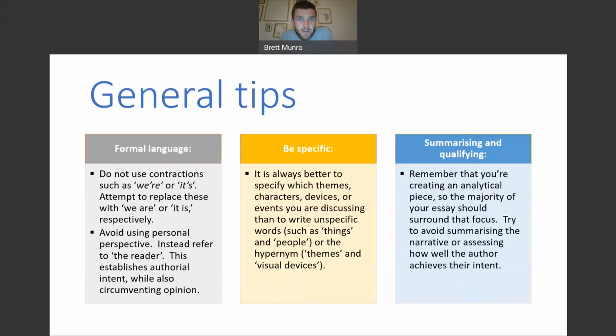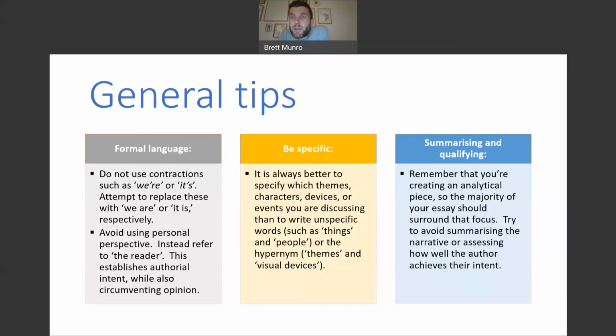Be specific. It is always better to specify which themes, characters, devices, or events you are discussing than to write unspecific words such as things and people, or the hyponym themes and visual devices. So when we talk about specify, rather than saying it relates to particular themes, you're specific about which theme is being explored. And as I spoke about in a previous lesson, if you're saying the theme of love, for example, you probably want to identify exactly what sub-theme of love is being discussed rather than being that general.